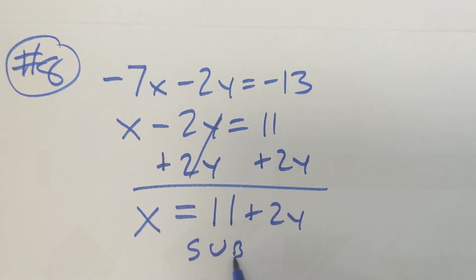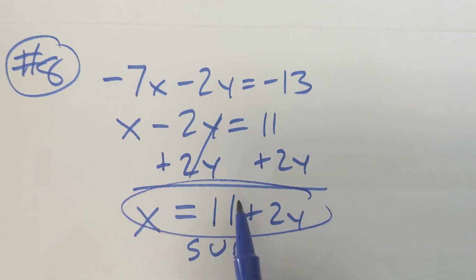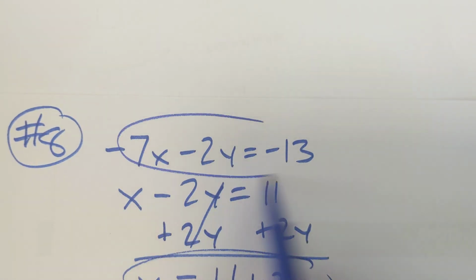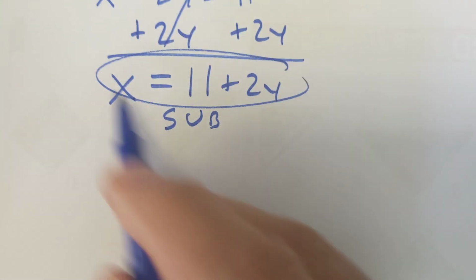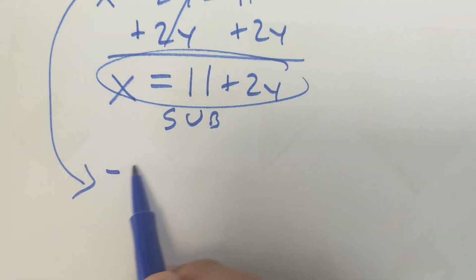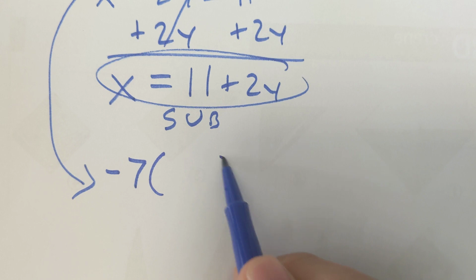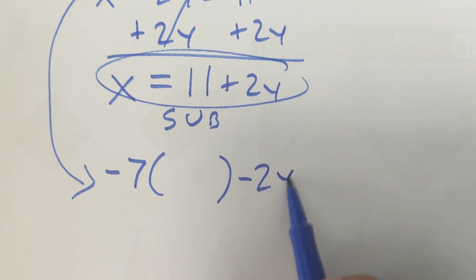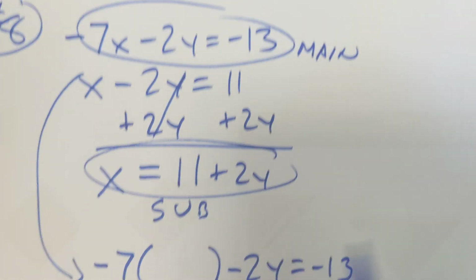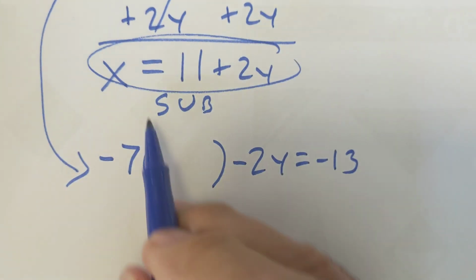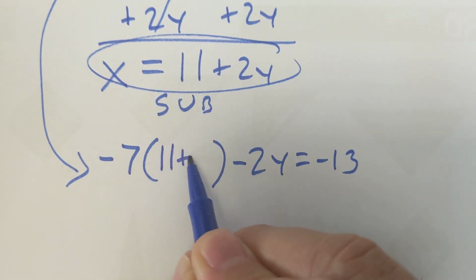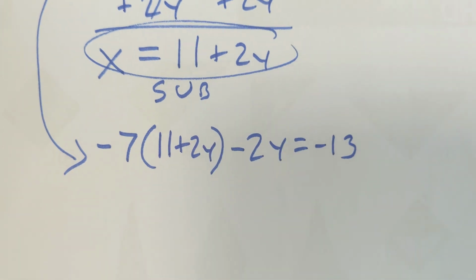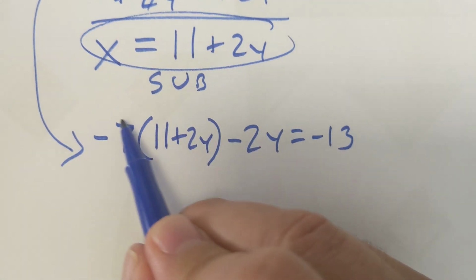That becomes my substitution equation, and that means that this equation up here, the one we haven't even touched yet, that's our main equation. All right, so I'm going to copy that guy down here. Main equation is negative 7 times blank minus 2y equals negative 13. I'm just recopying this guy up here. And I'm going to make my swap. I took out x. I'm going to replace it with 11 plus 2y. All right, simplify and solve.